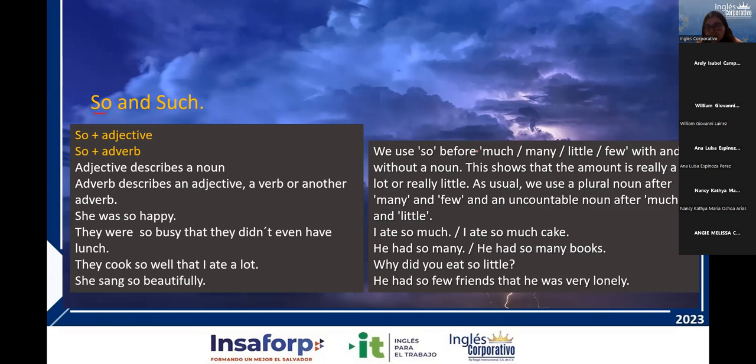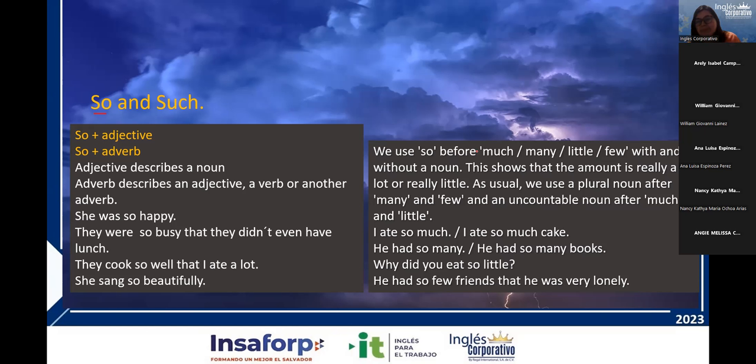You already know that we use much for not countable and many for countable, right? And then we have little. She had so little time that she couldn't finish the homework. She has so little time. Why did you eat so little? So almost nothing. He has so few friends that he was very lonely.